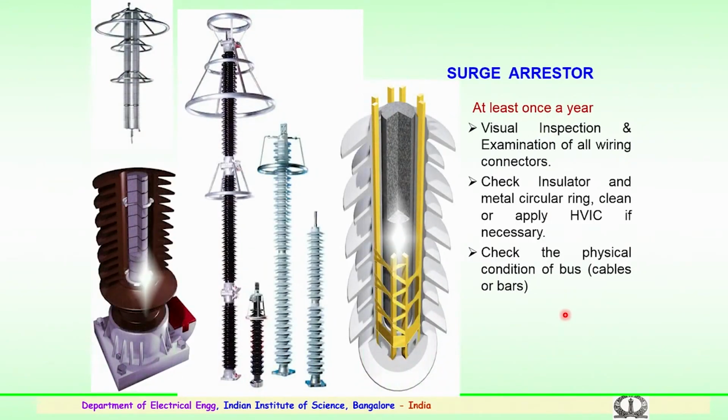Then we have discussed a lot about the surge arrestor or lightning arrestor, used in transmission and distribution networks, mainly for the protection of transformers and other equipment.